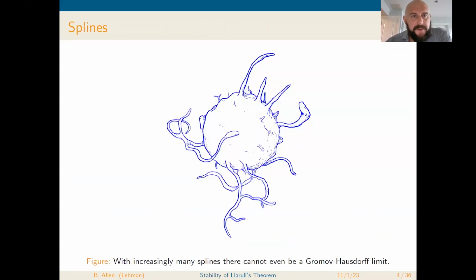So what can happen? First of all, in most of these scalar curvature stability problems, you can have splines appearing. The same happens with the positive mass theorem and the stability of the Gromov conjecture. In the case of Llarull's theorem, as soon as you allow the scalar curvature to dip a little bit below the rigid condition, you can get lots of these splines. When you have increasingly many splines, there cannot be a Gromov-Hausdorff limit. This follows from Gromov's compactness theorem. So that's one reason why we are considering the intrinsic flat convergence.